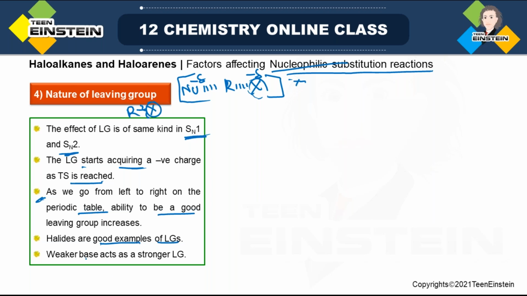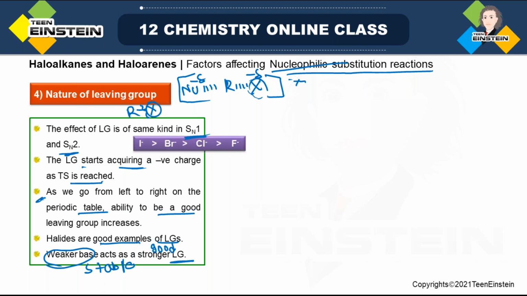And remember, weaker bases act as stronger leaving groups. Now, weaker base means what? Stable base. Weaker means where reactivity is very less. Reactivity less means it is very stable. It has no tendency to take part in reaction. So a weaker base must be a very good leaving group, that is, a strong leaving group. Stronger or good leaving, whatever you say.